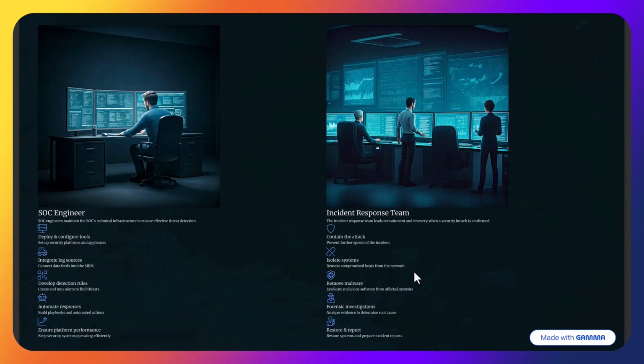conducting forensic investigation, that is analyzing digital evidence to determine the root cause of the attack, and restoring systems, that's bringing back systems to normal operation and preparing incident reports.